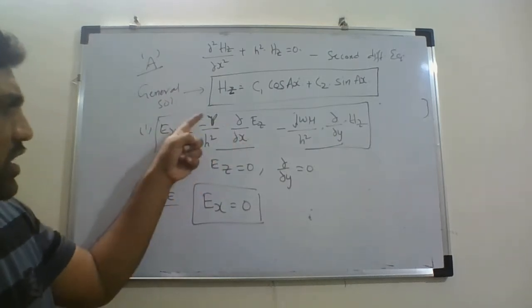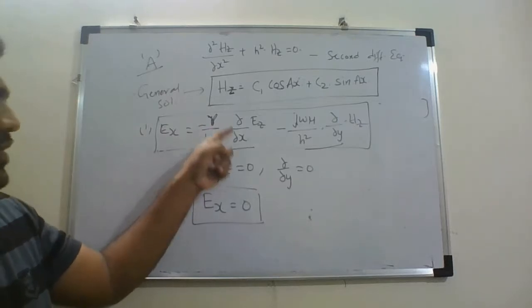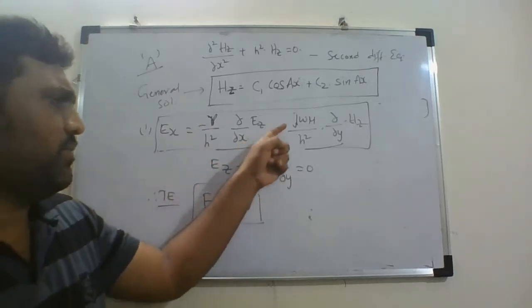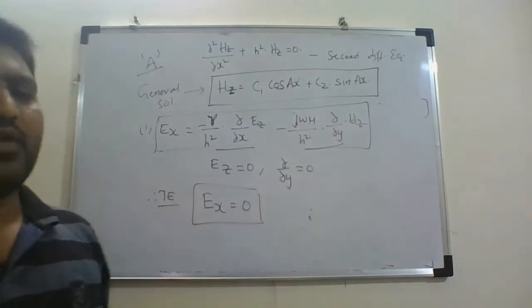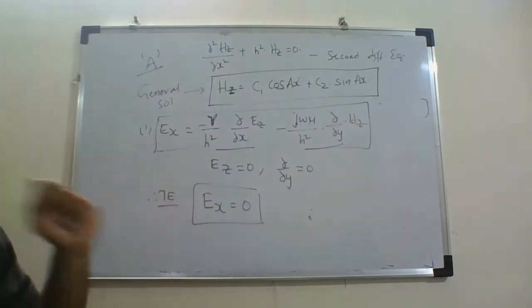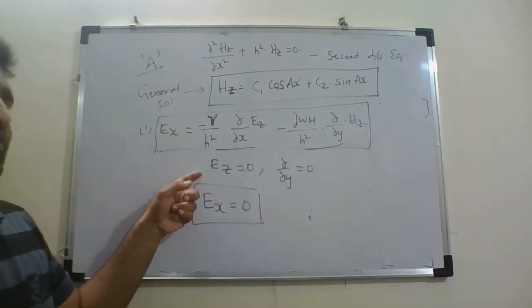The general formula for Ex is Ex equal to minus γ by h² into ∂Ez/∂x minus jωμ by h² into ∂Hz/∂y. From this equation, we are substituting the two terms. What is that?